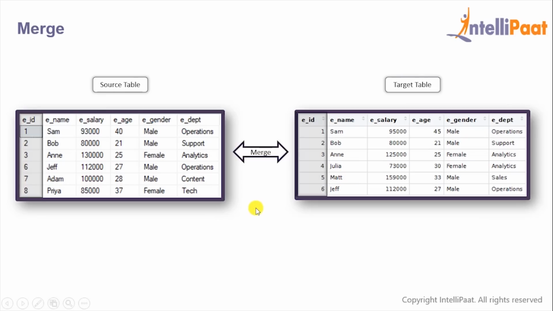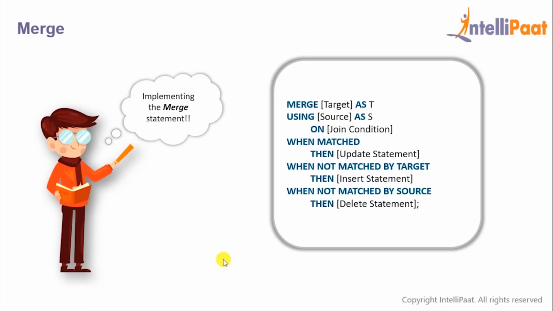Now the merge statement basically joins the target table to the source table using a common column in both the tables. And based on how the rows match up, we can perform insert, delete and update operations on the target table. Now let's have a look at the syntax of the merge statement.